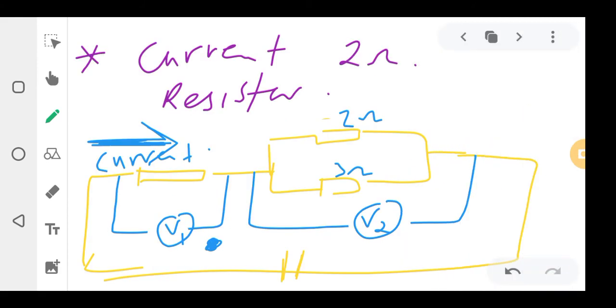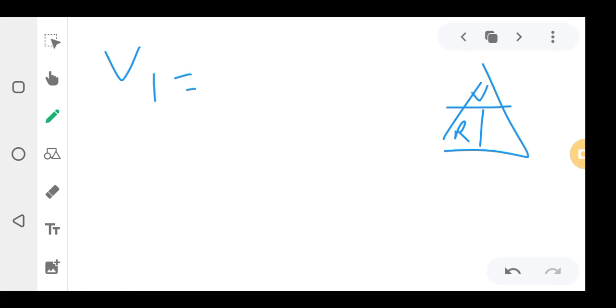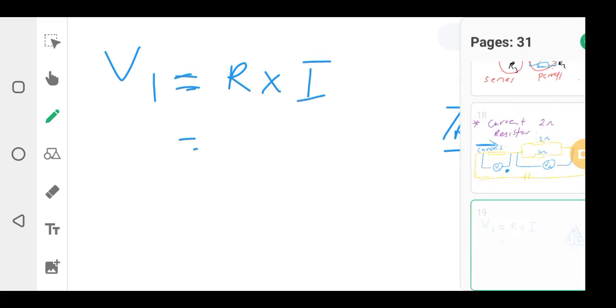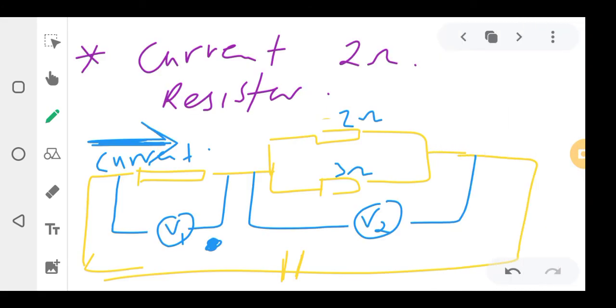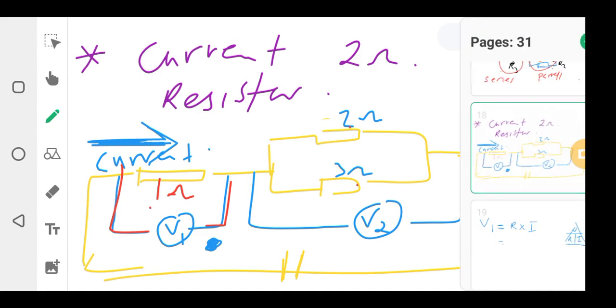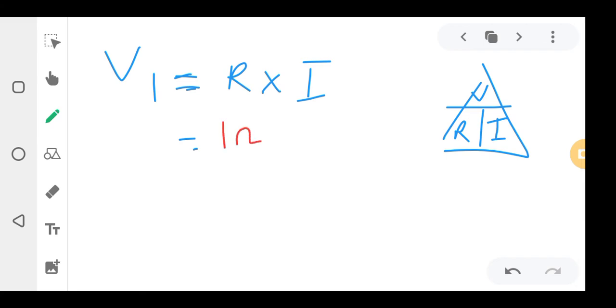So, for us to calculate V1, from the formula resistance is equal to voltage over current, voltage is equal to resistance times current. What's the resistance for V1? This one was 1 ohm. You remember the diagram: this one is 1, this one is 2, this one is 3. So the resistance for the first one is 1, times the current entering it, 5.4, which will give me 5.4 volts.